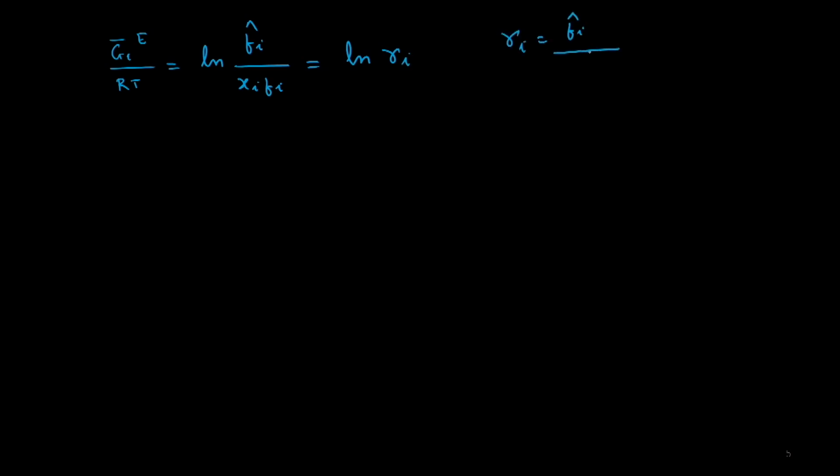So let's rewrite that equation one more time. Gi bar E over RT is equal to ln of Fi hat by Xi Fi, and we'll call that the activity coefficient gamma i. It is the ratio of the fugacity of the species in the mixture over what is given by the ideal solution. So it is Fi hat over Fi hat ideal, right? And we call this the activity coefficient.